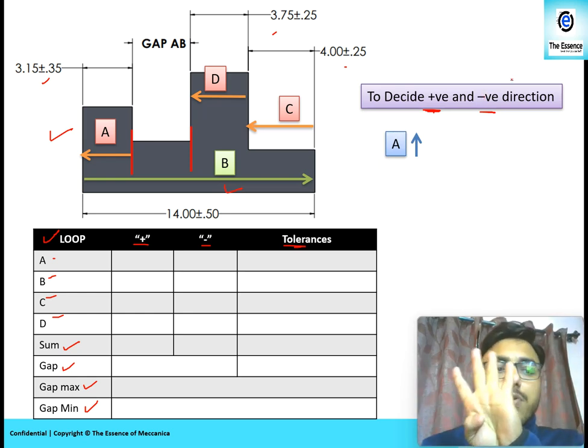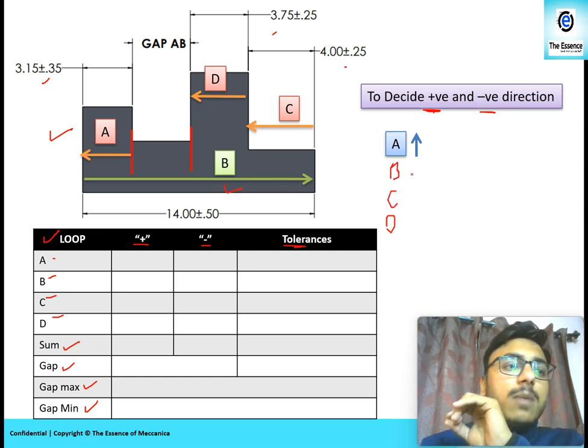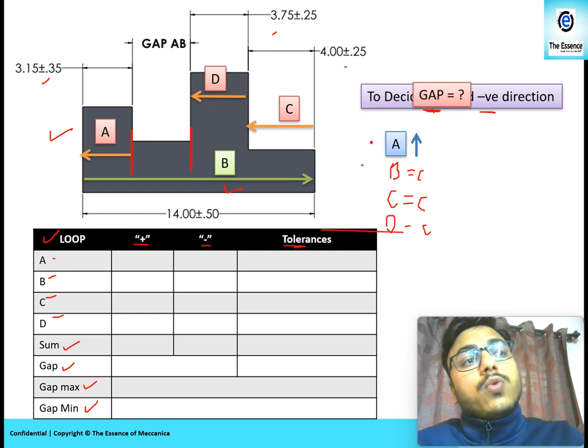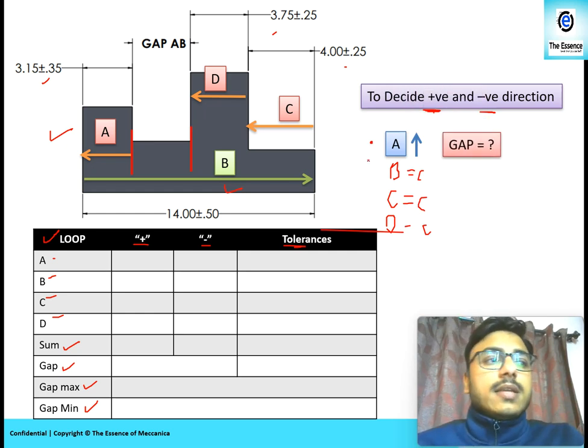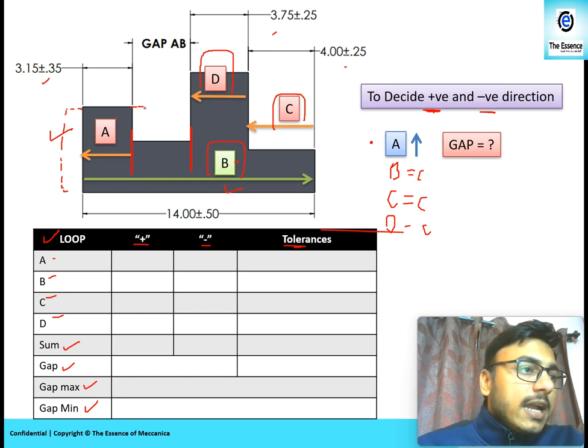There are four in the loop, right? A, B, C and D. I am keeping all these constant and increasing the value of A. Now what is going to happen with the gap? Let us analyze that. If I keep B, C and D constant and increase A, it will not get added over there, because we cannot change B. It will be getting added over there only. So if I increase A, it will be getting added over there.